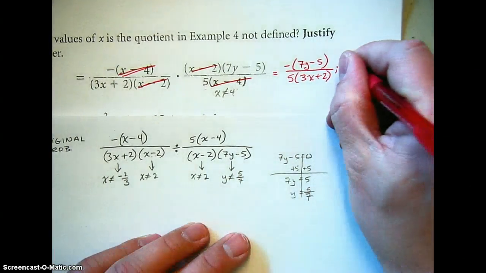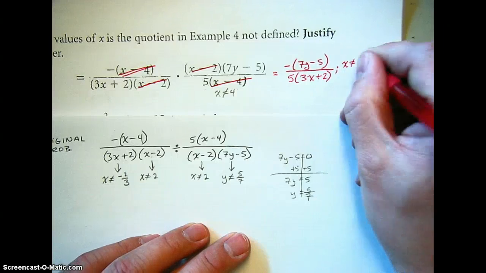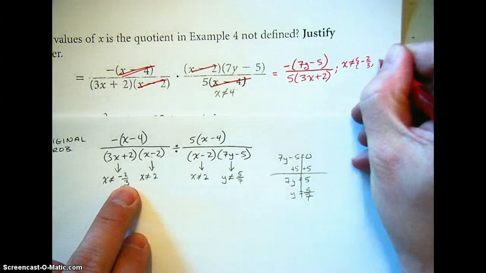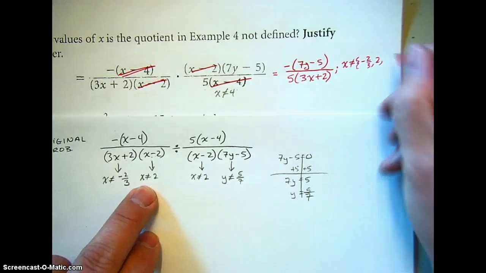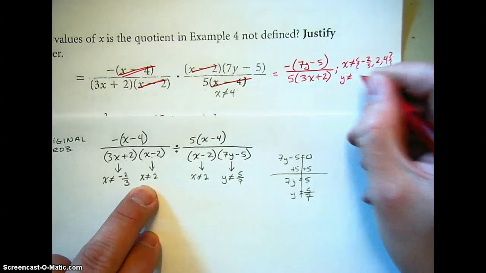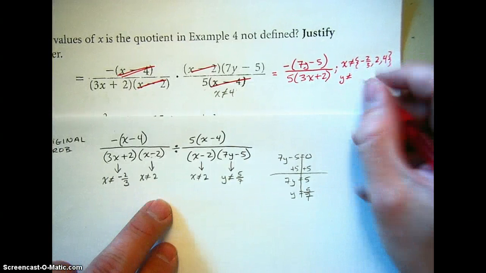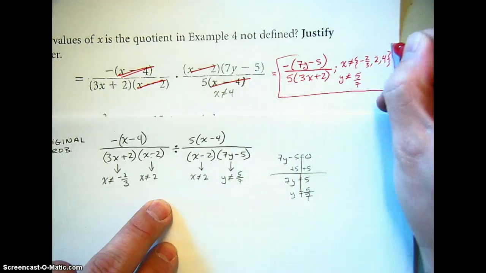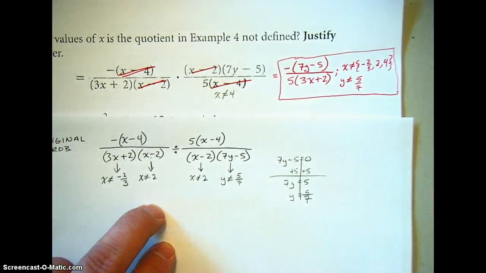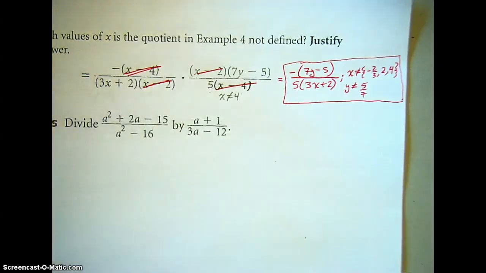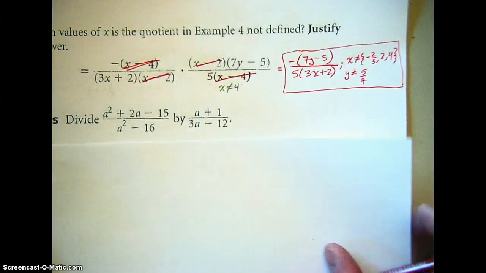And x cannot be, then you have this whole list of stuff. x cannot be negative 2/3, 2, and 4. Should we put the multiplicity number above the 2? No, you don't have to put multiplicity. And y cannot be 5/7. All right, that's the whole list. Any questions on that one? It doesn't ask you to, but I thought we'd follow through on it.